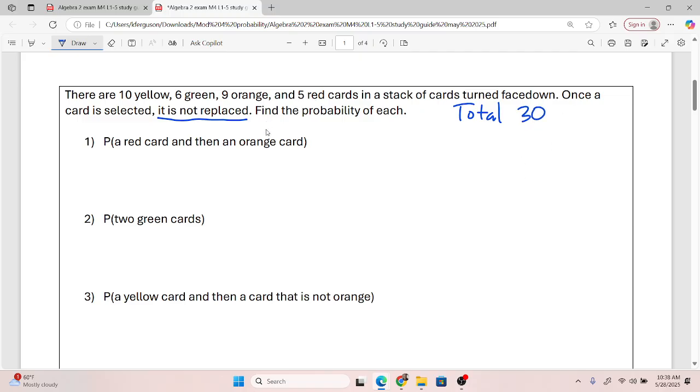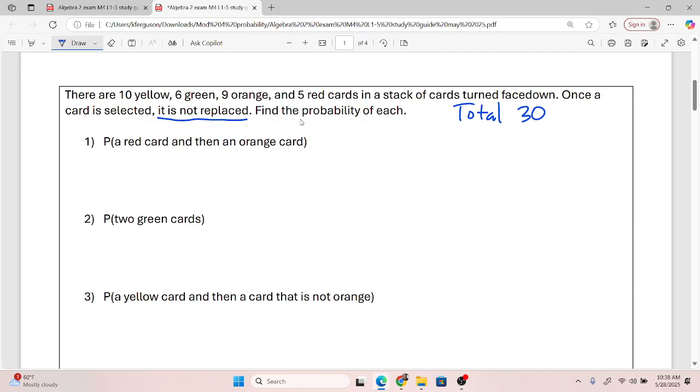Well, let me say it first. Are these events going to be independent or dependent? They're going to be dependent because the first event has an effect on the second event. Now, how does that play out?